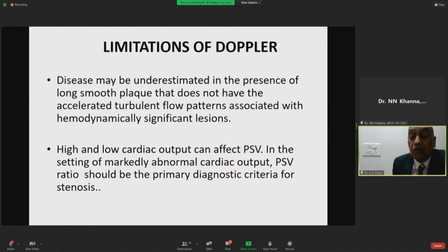High and low cardiac output can affect the peak systolic velocity. Therefore, in the setting of a markedly high or a markedly low cardiac output, the peak systolic velocity ratio should be the primary diagnostic criterion for diagnosing this obstruction.